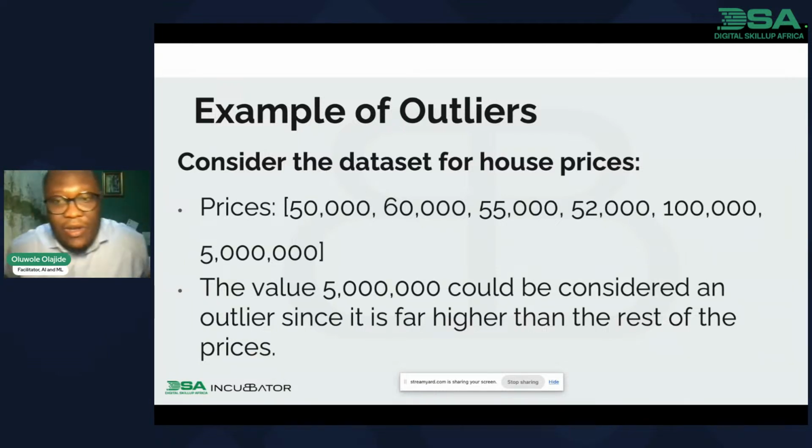So I said the value 5 million could be considered an outlier since it is far. Now somebody will begin to understand, so we need to normalize now. I want to normalize or standardize. This is the minimum, 50. This is the maximum. Then I use my normalization technique. By the time I do this, I will get my values, 0, 0.5 or 1.